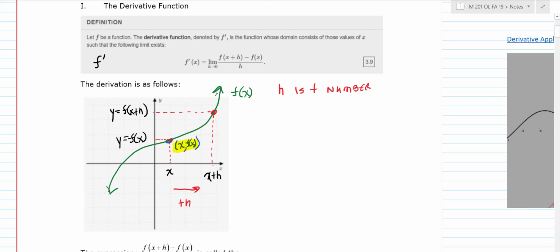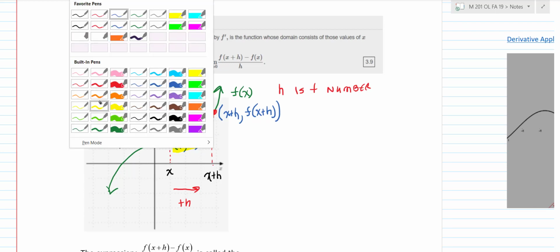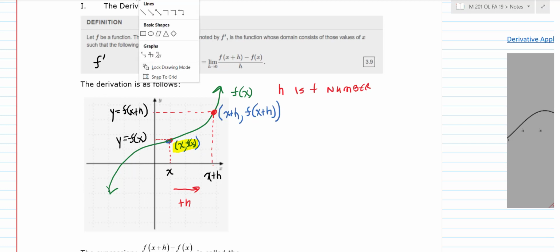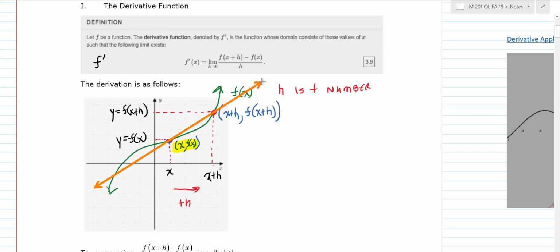So that's the setup, and then this point right here has an x value of x plus h. It has a function value of f of x plus h like that. Okay? So the other thing that you want to consider here is that we start with what we call a secant line. So you want to just draw a line that goes through like that, and that, to start with, is what we call a secant line.